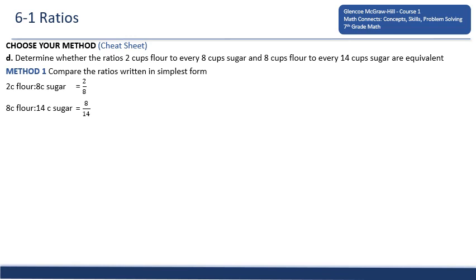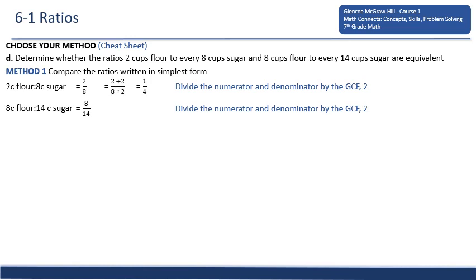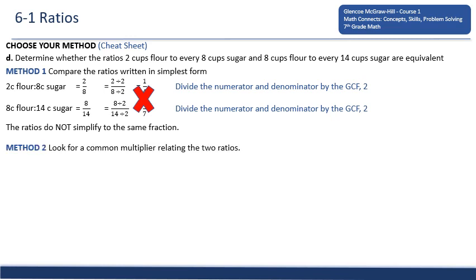We get 2 over 8 and 8 over 14. We can divide the numerator and denominator of 2/8 by the greatest common factor of 2. So we get 1/4. And if we divide the numerator and denominator of 8/14 by the greatest common factor of 2, we get 4 over 7. And the ratios do not simplify to the same fraction, so they are not equivalent fractions.